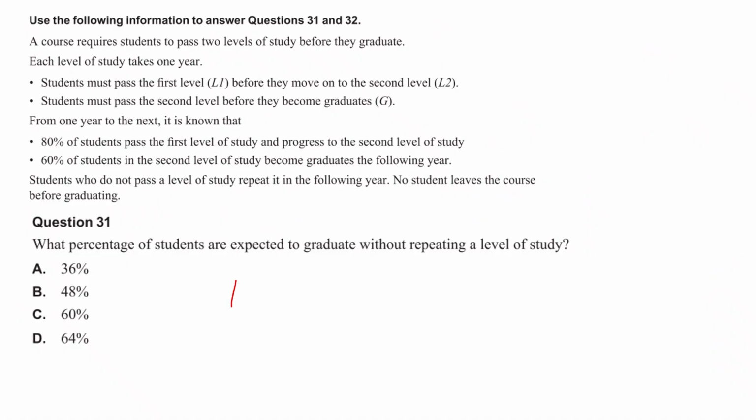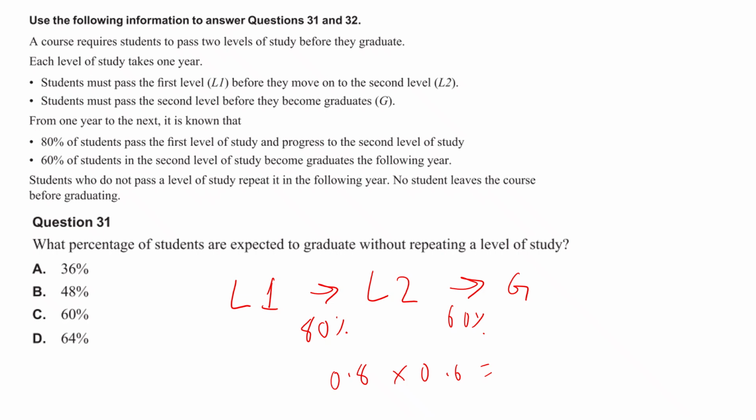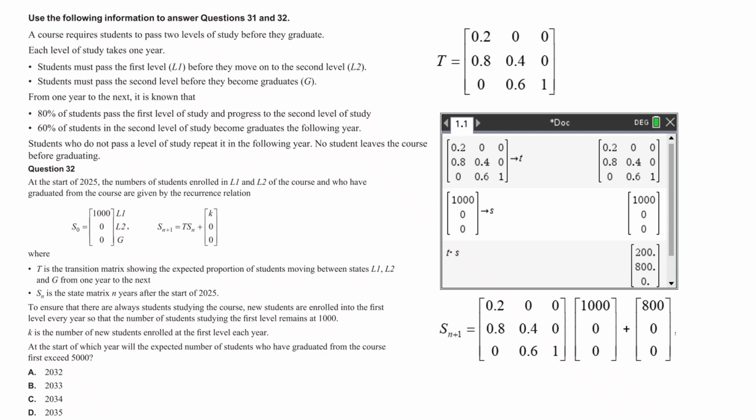Okay, we have students moving from L1 to L2 and then to graduating. We know this is 80% and this is 60%, while 0.8 times 0.6 is 0.48. Answer is B.